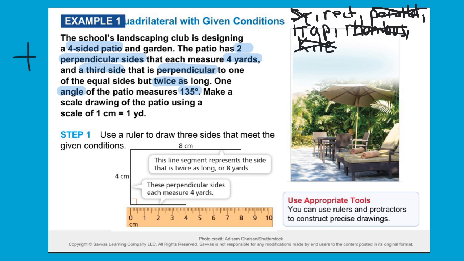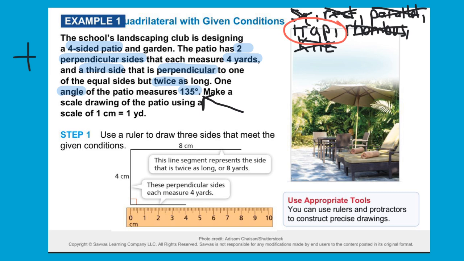I could have a rectangle and I could have a trapezoid. But this right here, 135 degrees, tells me I can't have a rectangle because a rectangle has all 90-degree angles. So I feel like we're looking at a trapezoid here.